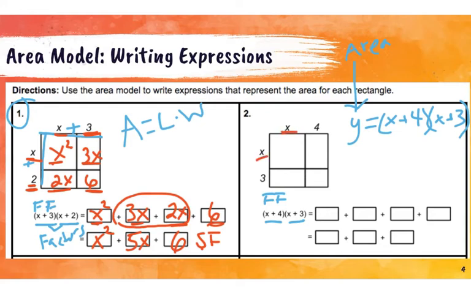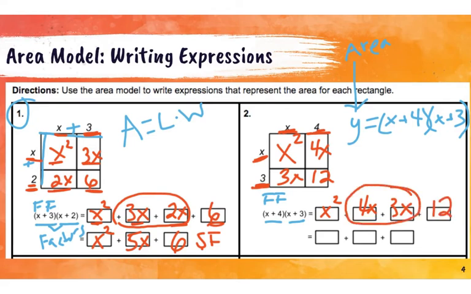So x times x is x squared. 4 times x is 4x. 3 times x is 3x. And 3 times 4 is 12. You can just follow along as I write it in, or better yet, pause it and see if you can write it in yourself. Remember, I get the 7x because I added 4x plus 3x.